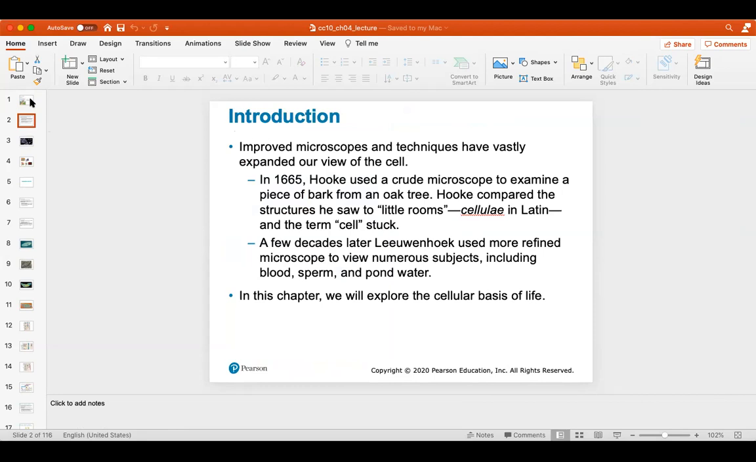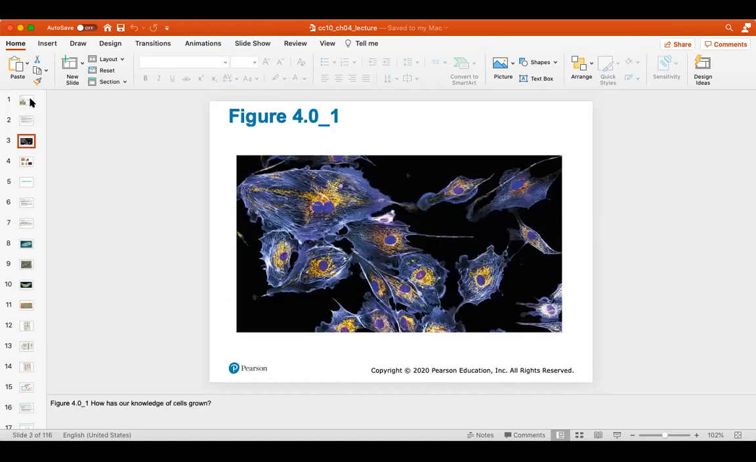For example, in 1665, a man by the name of Hooke used a very crude microscope to examine a piece of bark from an oak tree, and he compared the structures he saw to little rooms, which in Latin means cellulae, and the term cell stuck. So that's where the cell word came from. A few decades later, a man by the name of Leeuwenhoek used more refined microscopes to view numerous subjects, including blood, sperm, and pond water. And in this chapter, we'll explore the cellular basis of all life.